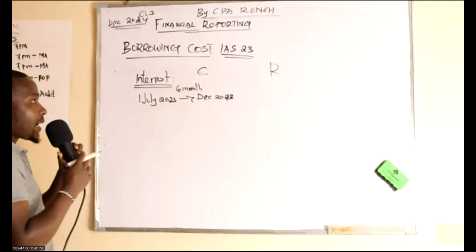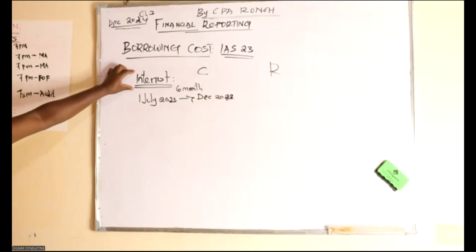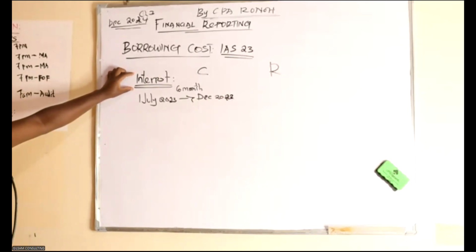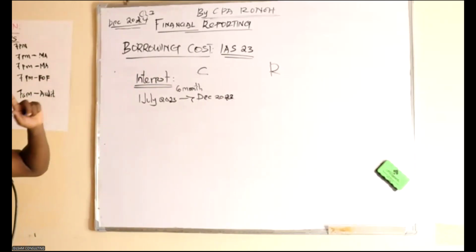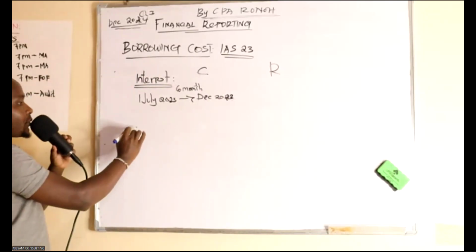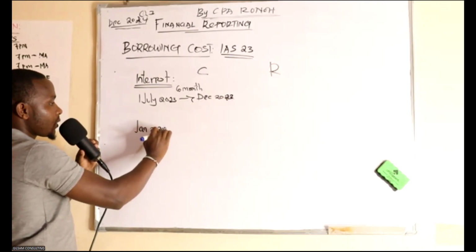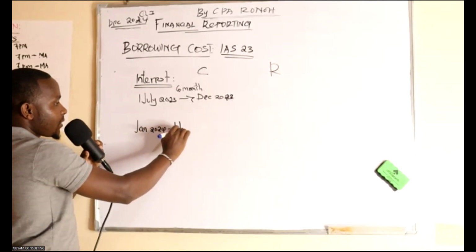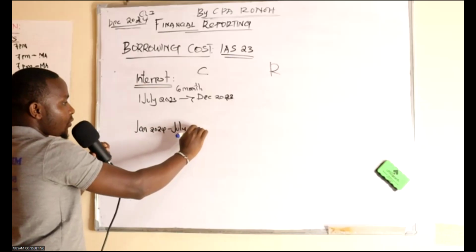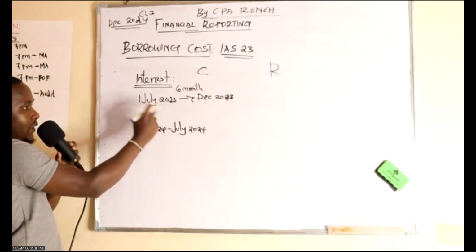Remember, we account interest for only 1 year. I hope you know that expenditure and income only cover 1 year. So we'll have January 2024 to July 2024. That is 1 year from 2023 to 2024.